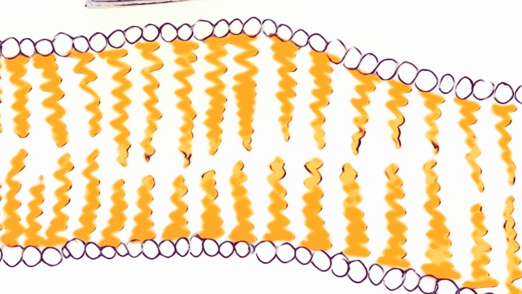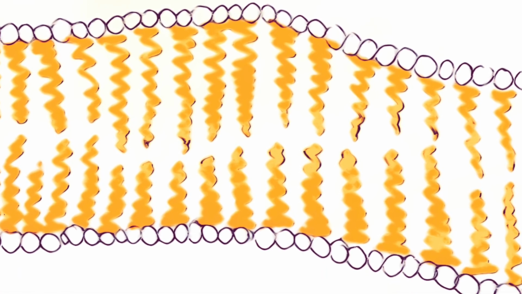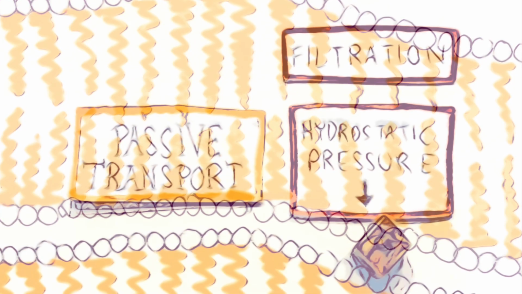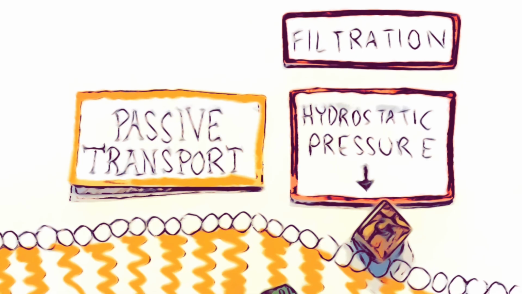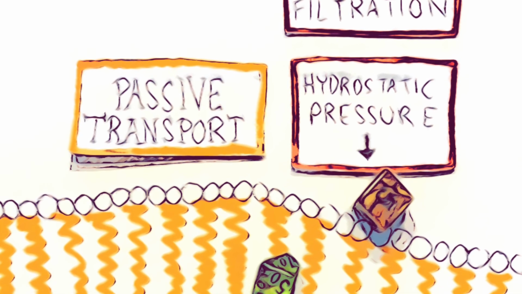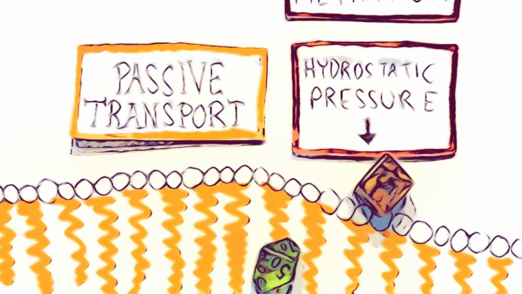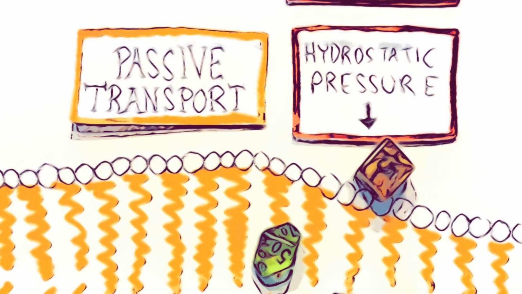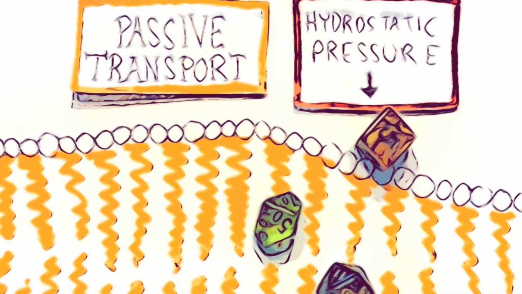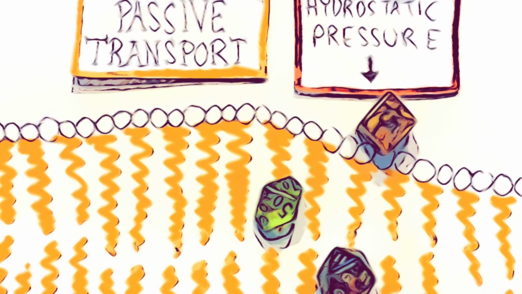The first form of passive transport that I'm going to be explaining is filtration. Filtration is a form of passive transport that uses hydrostatic pressure to move substances through the membrane. Here you can see that I've used dice to represent the substances being pushed by the hydrostatic pressure through the cell membrane.